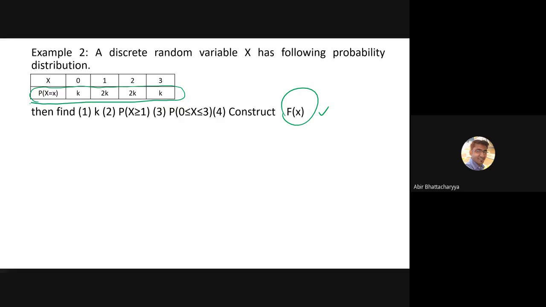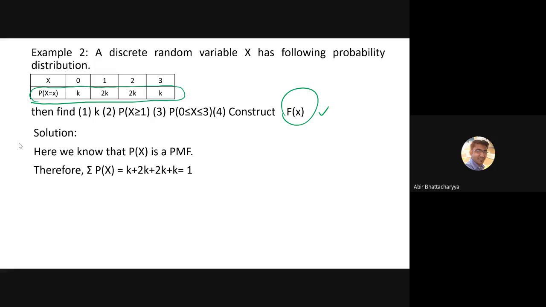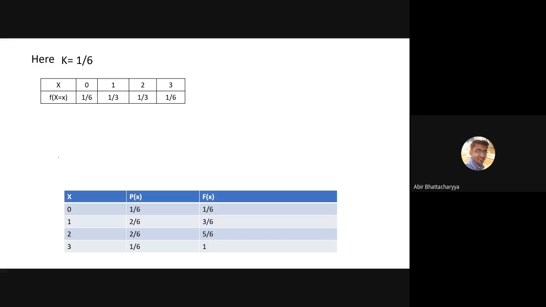The PMF tells us that the addition of these is always equal to 1. So if I add them, I will get 1. So k equals 1 by 6. The first thing I found is the value k equals 1 by 6. Once I get the value of k, I can update the table or distribution function. Updating the table, I will get a new table like this.